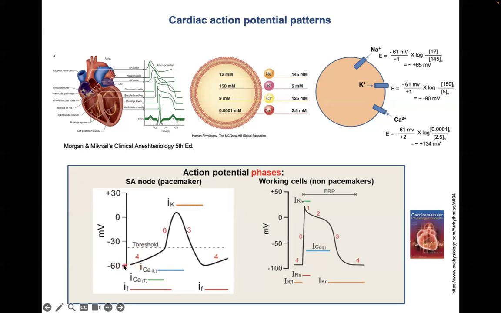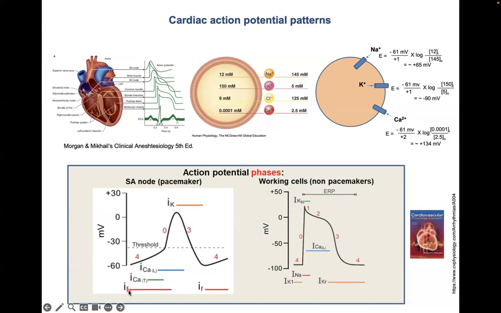Start out at minus 60 millivolt. Here we have three different types of channels. IF stands for funny channels. Funny channels because they behave in a funny way. They get activated once the membrane potential is hyperpolarized. They are also not selective. So we have sodium ions going into the cells through these funny channels and potassium ions leaving the cell through the same channels. However, we have more sodium going into the cell than potassium leaving. So we have a slight increase of membrane potential by the activity of the funny channels.